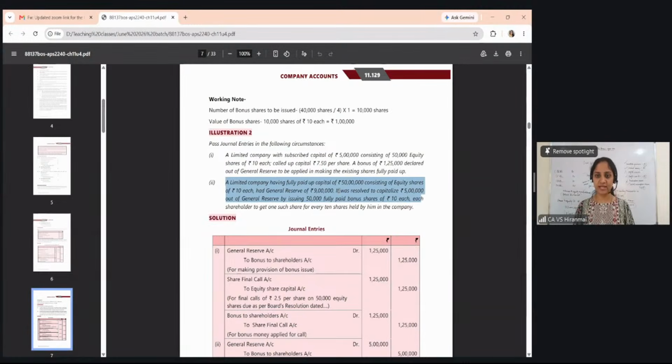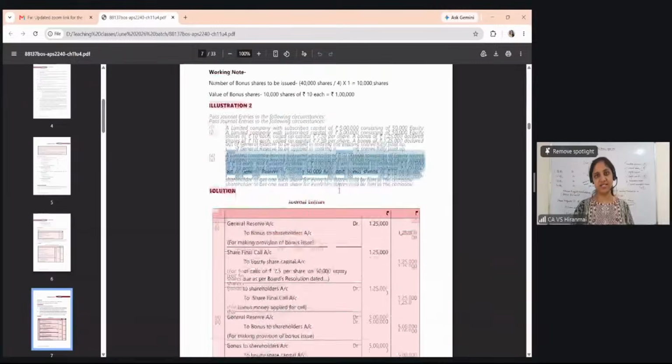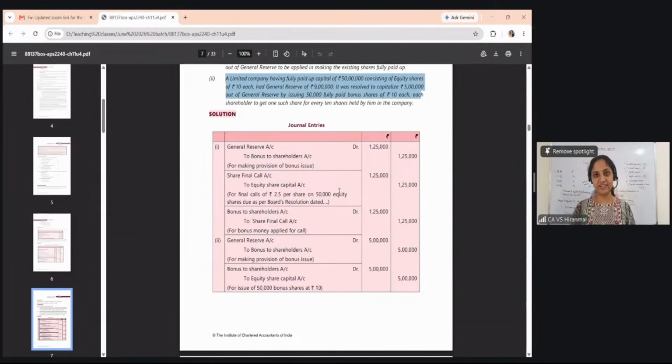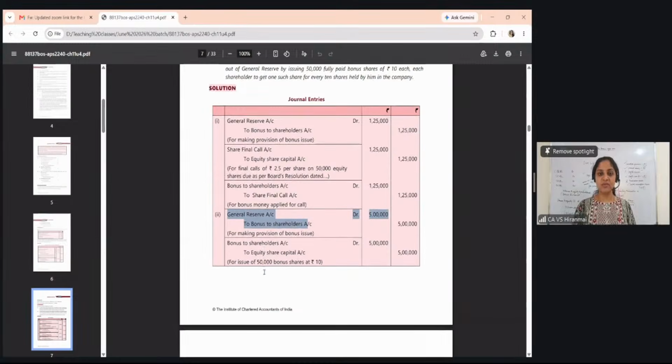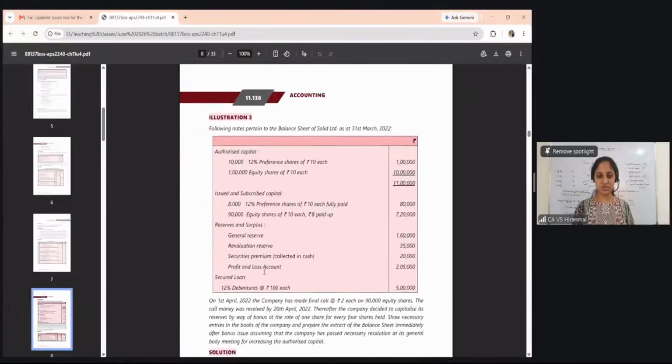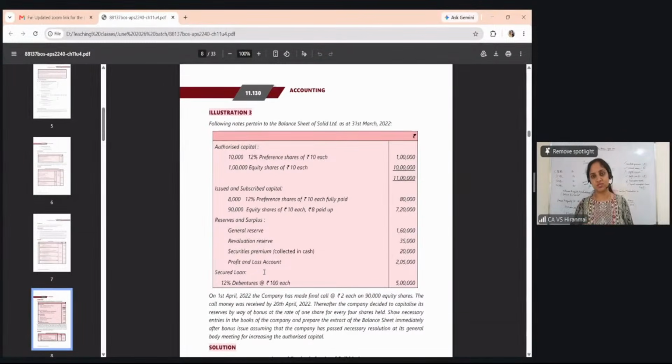It was resolved that 5 lakh out of general reserve will be capitalized by issuing 50,000 fully paid bonus shares. So, getting one such share for every 10 shares held. It itself is given to you, 5 lakh rupees. Please take it and directly write it: general reserve to bonus to equity shareholders. Now, this is a full-fledged question. Illustration 3 and illustration 4 are the important illustrations for the bonus shares.